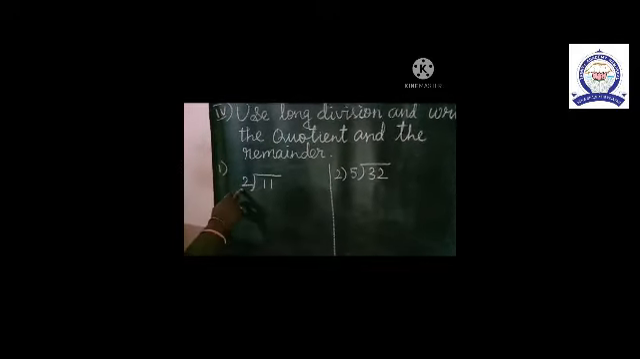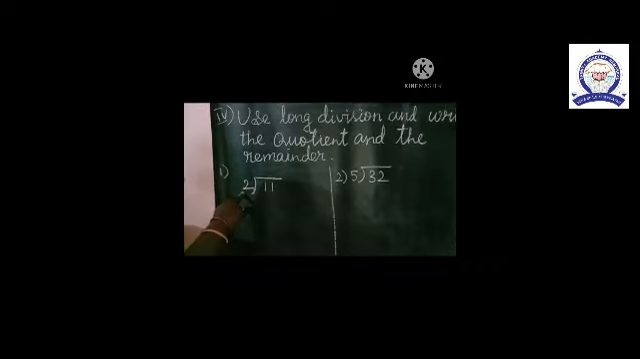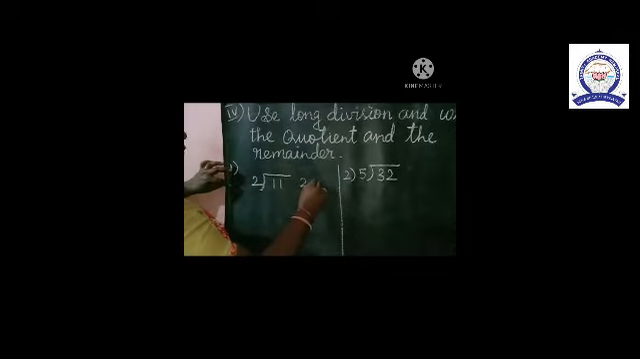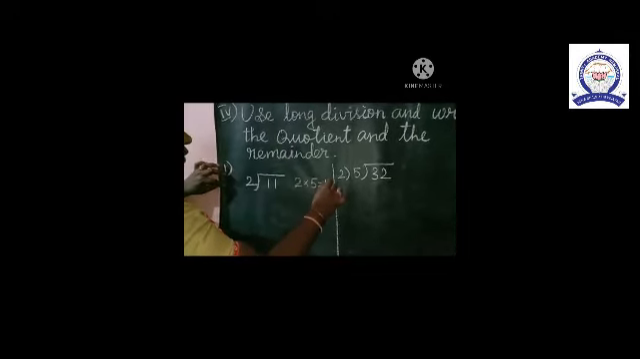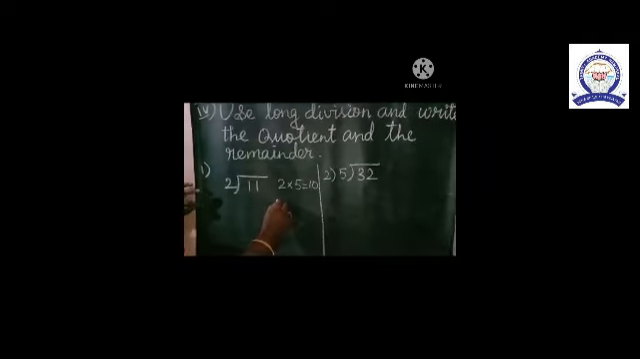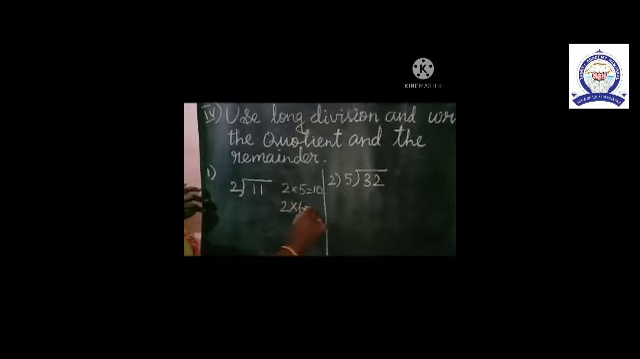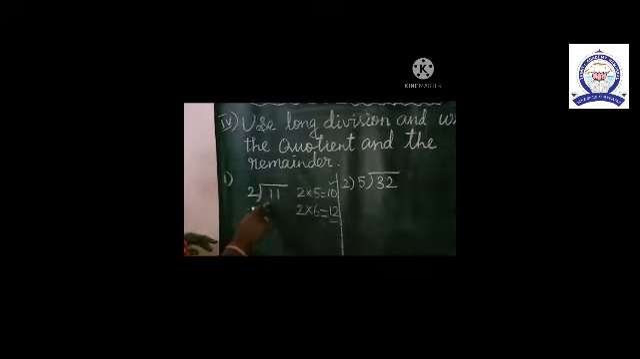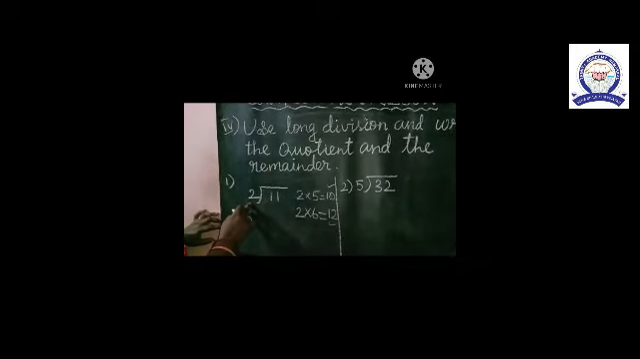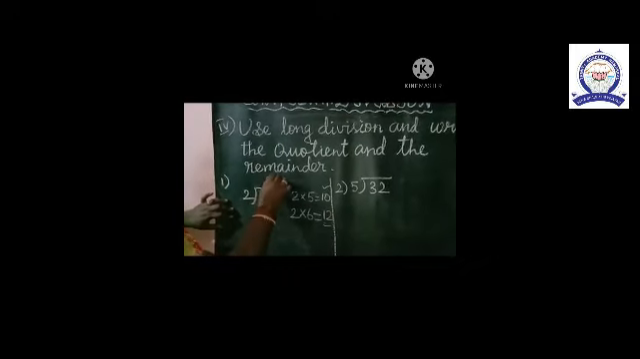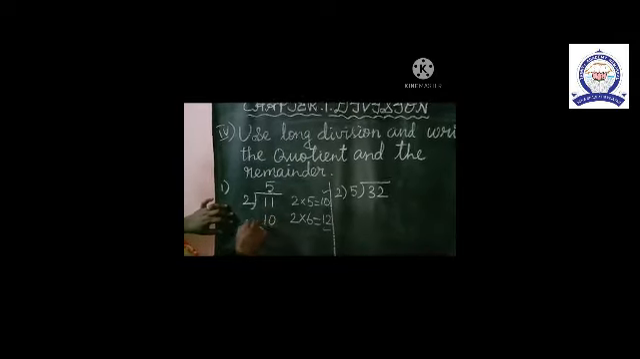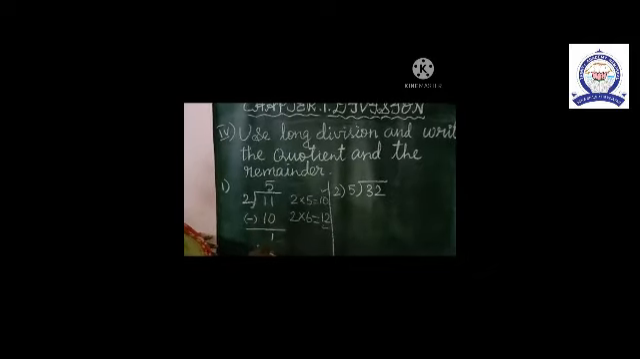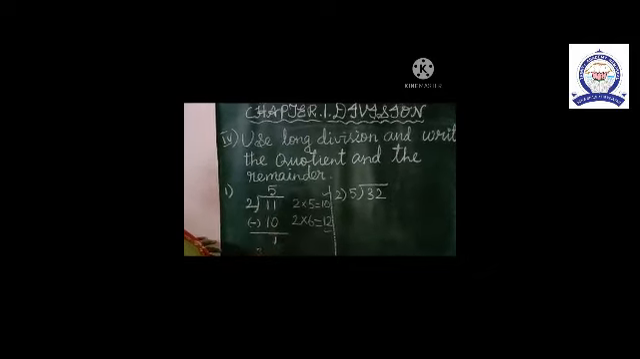You say the 2 table. 2 1s are 2, 2 2s are 4, 2 3s are 6, 2 4s are 8, 2 5s are 10, 2 6s are 12. We have 11 only. So the 2 table is used 5 times only. 5 2s are 10. Now you subtract. 1 minus 0, 1. 1 minus 1, 0.